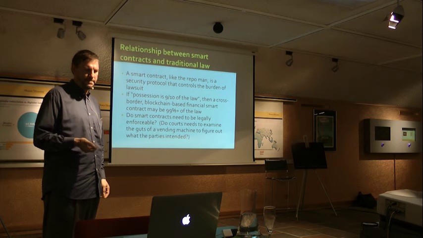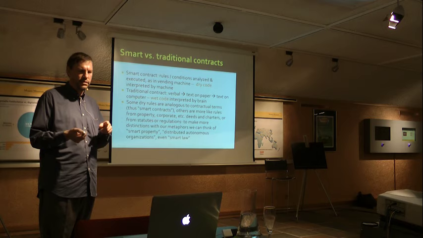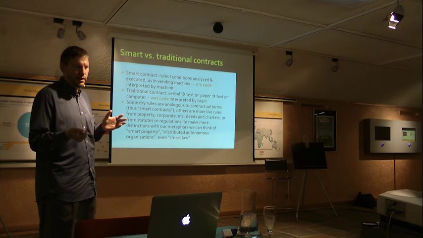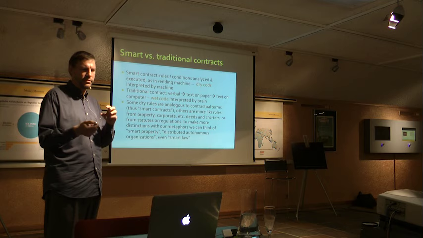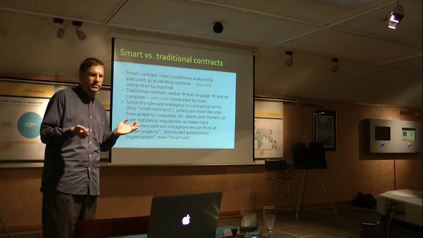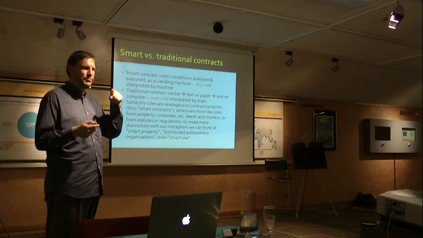Smart versus traditional contracts, continued. Smart contracts are rules and conditions analyzed and executed like in the vending machine, today of course by software, and I call that dry code. It's interpreted by machine. Whereas traditional law or traditional contract is verbal, text on paper, text on computer, but it's all meant to be interpreted by humans, and in particular by lawyers, because these days, who reads contracts but lawyers? You can think of wet code as that long contract you read as a computer program, again, in the brain of a lawyer.